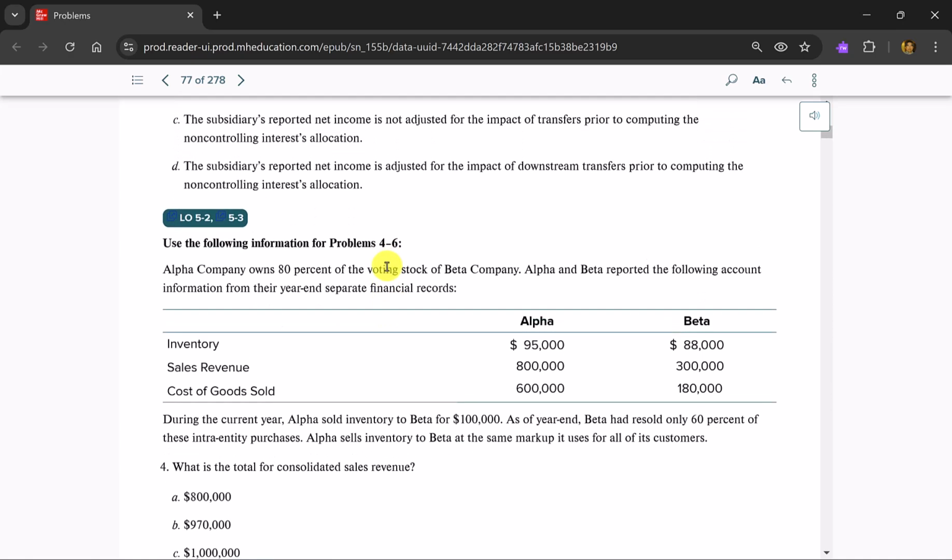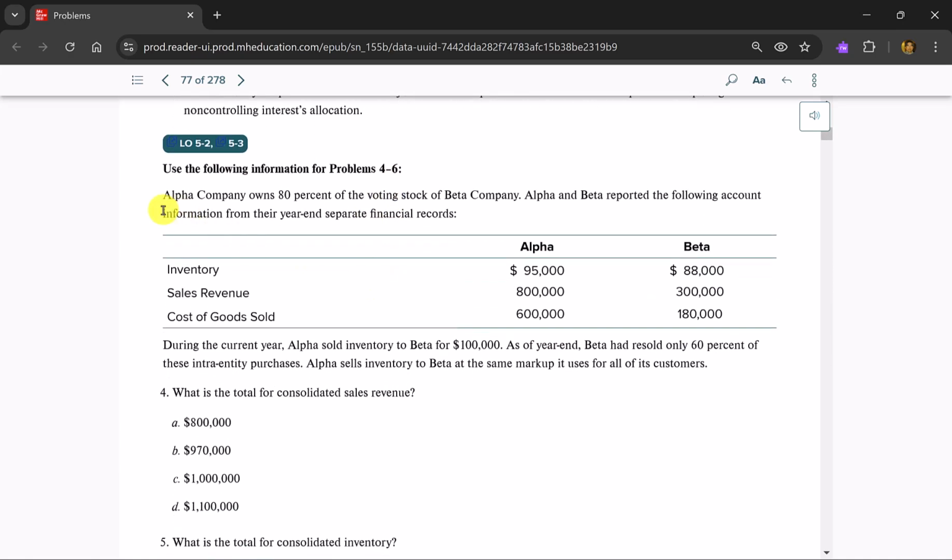Yeah, so we have Alpha, that's the parent, owns 80% interest in Beta. This 80% implies that we have a non-controlling interest of 20%, but it's not going to matter because this is a so-called downstream sale versus upstream that may take into account this 80%. So we're given the balances in our accounts here.